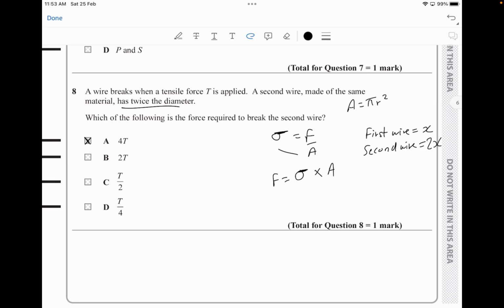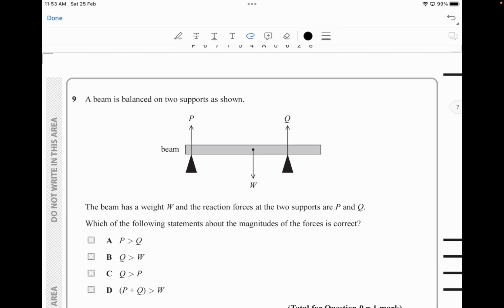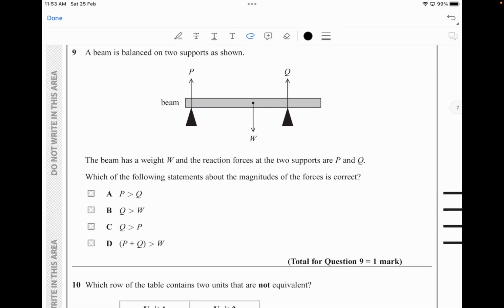All right, let's move on to the next question. Now, a beam is balanced on 2 supports as shown in the diagram. So we can see a nice little diagram. The beam has a weight of W and reaction forces at the 2 supports of P and Q. Which of the following statements about the magnitudes of the forces is correct? So it's going to be 9C. This is because Q is going to be greater than P.